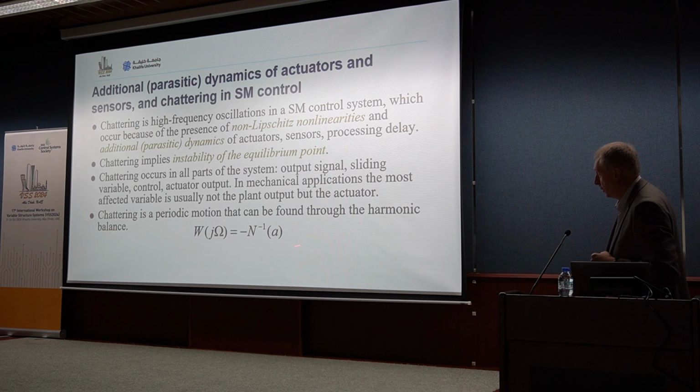So again, chattering is a periodic motion and can be found from this harmonic balance equation.